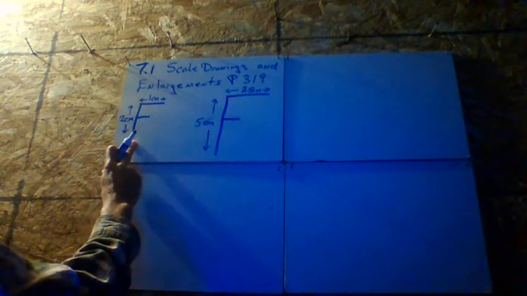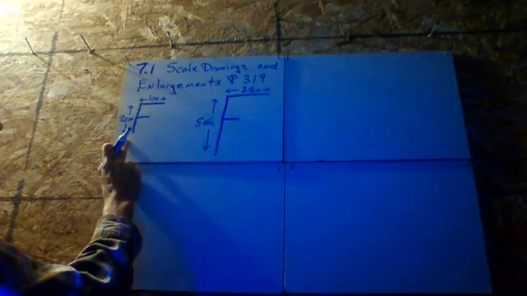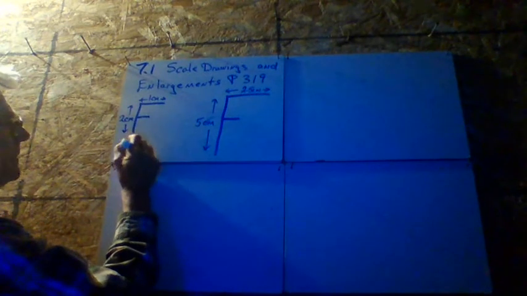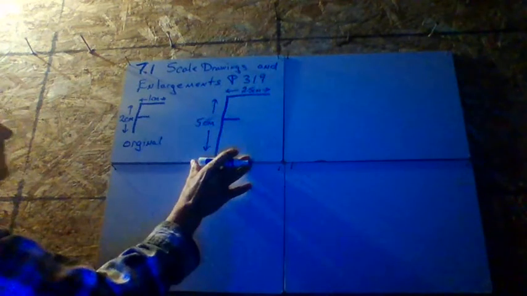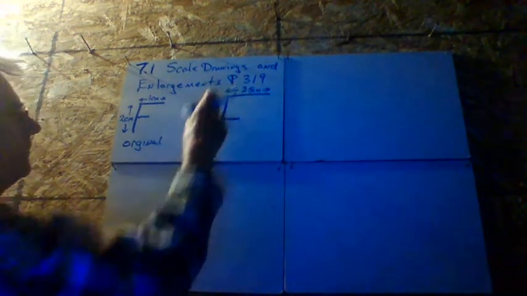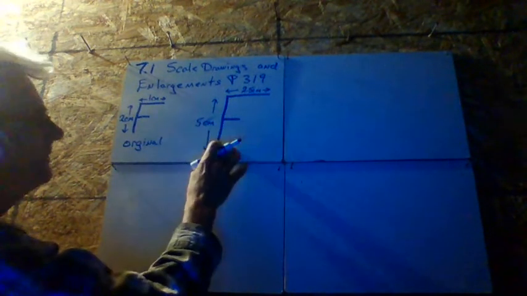What they show me in there is this letter F. They tell me it's 2 centimeters high, 1 centimeter across. So this is my original one that they give us. And then they give us the second letter F, which is 2.5 centimeters across and 5 centimeters high. This second F is an enlargement of your original one, so this would be the image.